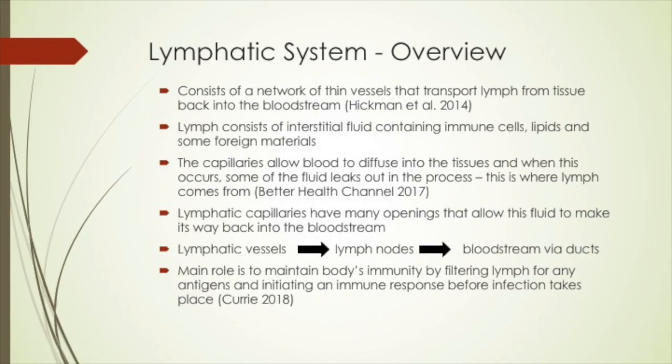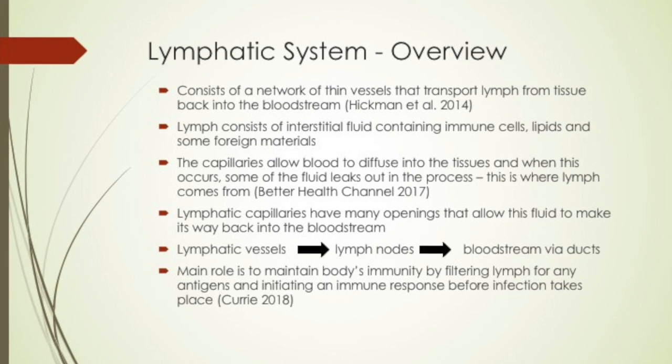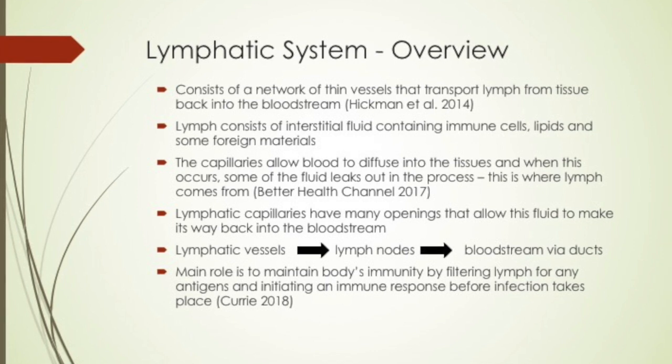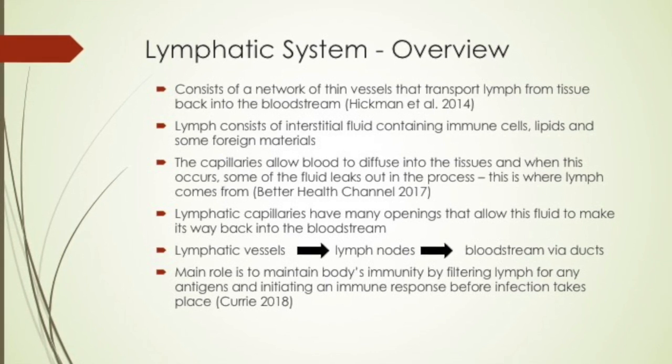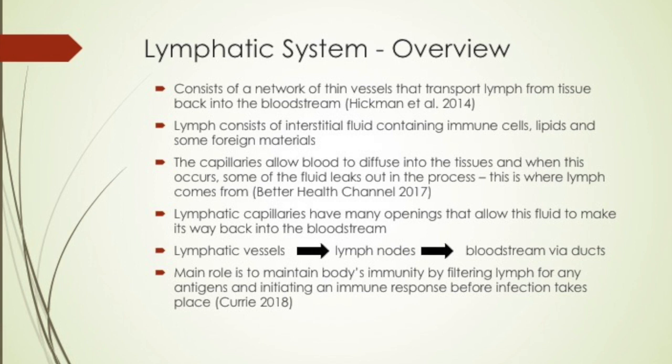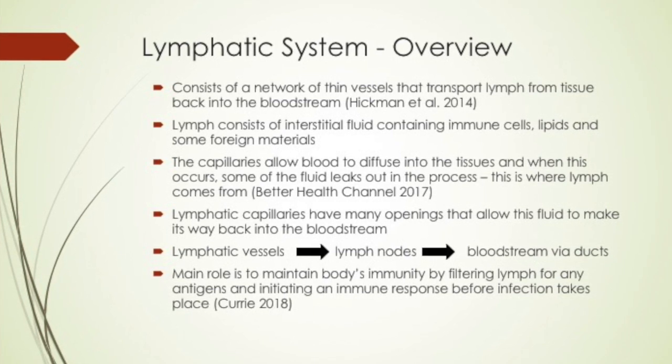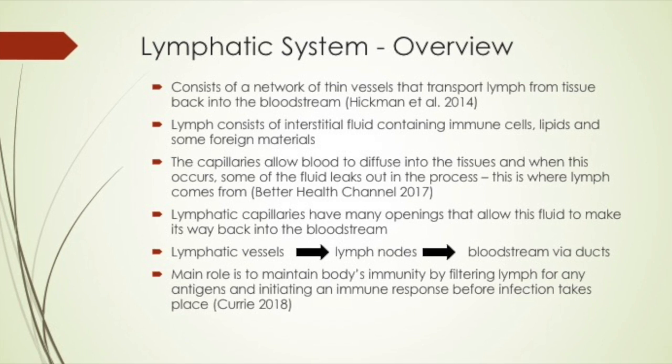The lymphatic system consists of a network of thin-walled vessels that transport lymph from the tissues into the bloodstream. Lymph is interstitial fluid outside of cells, that contains immune cells, lipids, and foreign material. As blood diffuses through the capillaries and into the tissues, some of the fluid leaks out, such as nutrients and small cells. This is where lymph comes from.